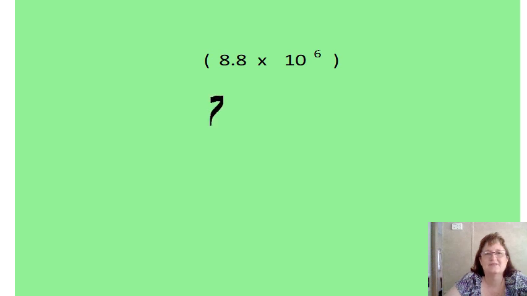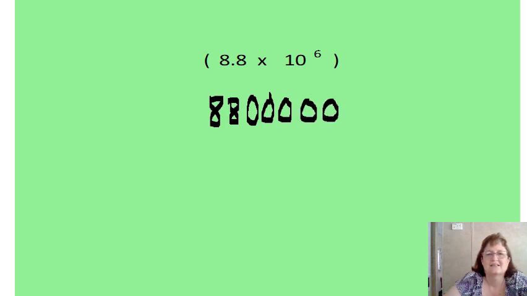This time I'm going to move the decimal point 6 spaces to the right. If I put down my 8, that's 1 space. And I need to add 5 zeros to make 6. I can put my commas in, and I have 8,800,000.